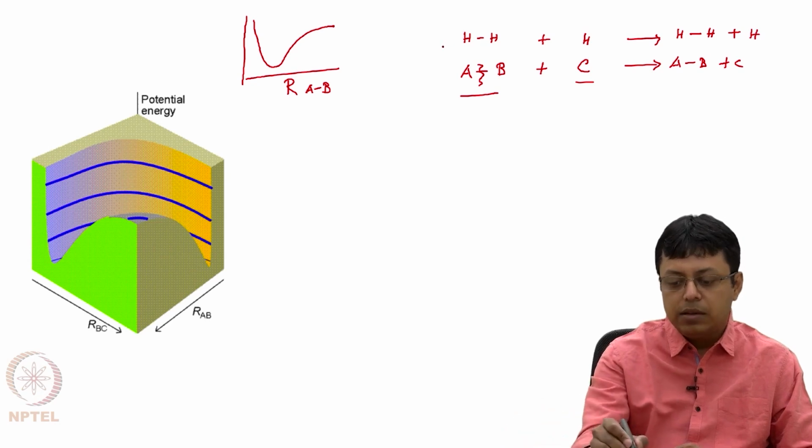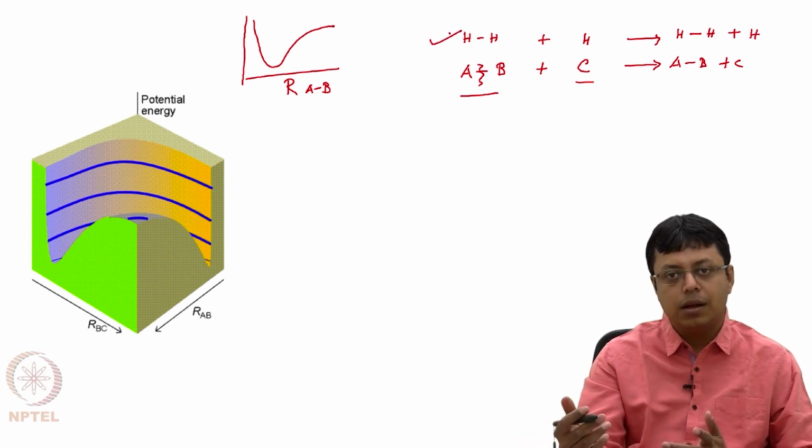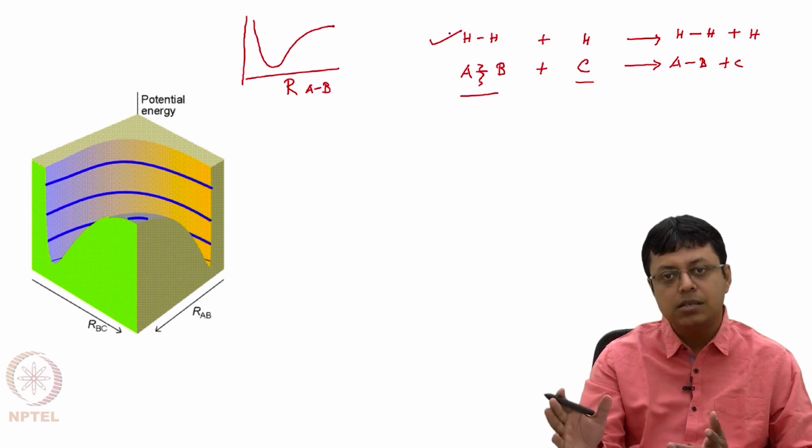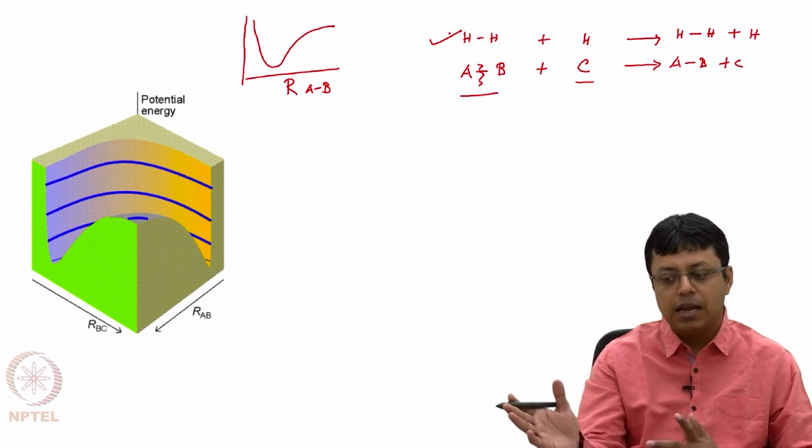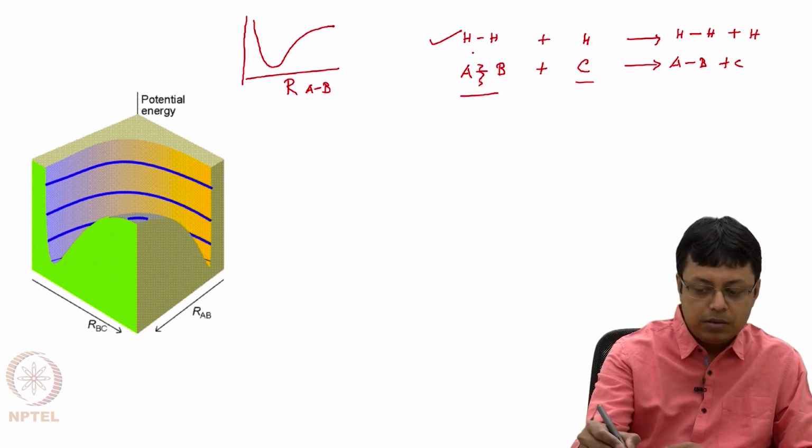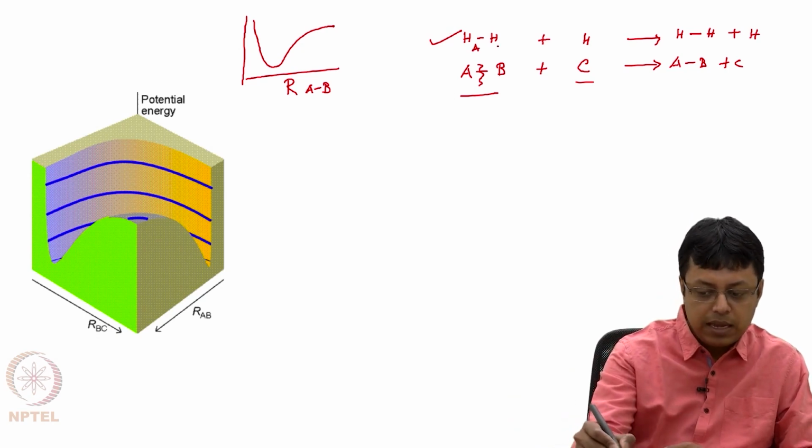Now if you look at this reaction, it looks as if nothing has happened, because it was H2 plus H and you are getting H2 plus H again. But this is very different, because if you label these atoms, this was A, this was B, and this was C.